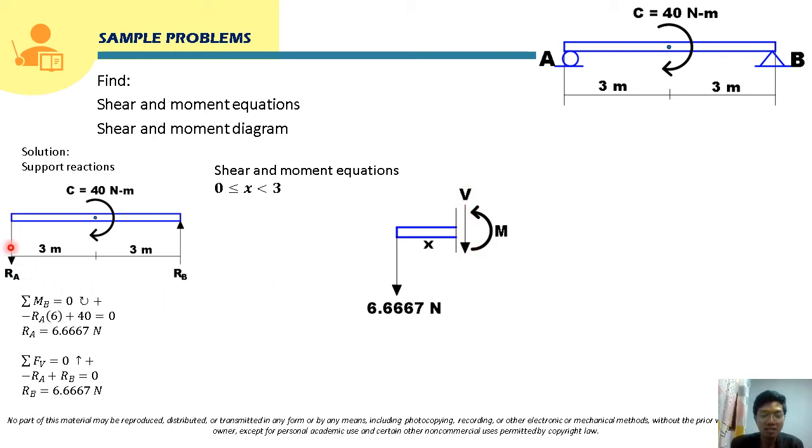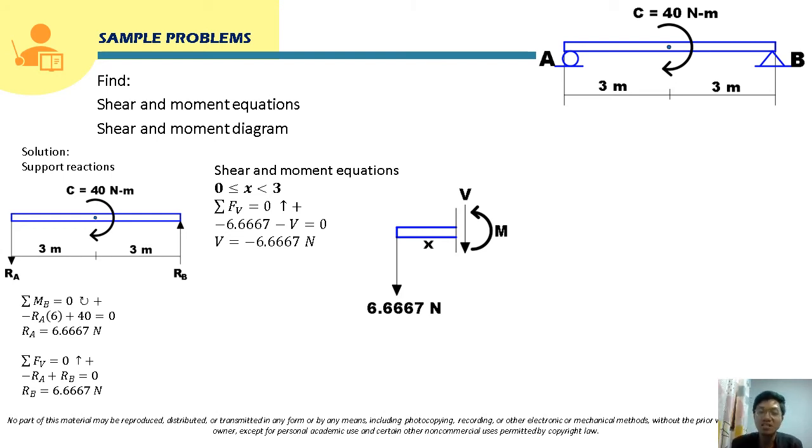And for the reaction at A, of course, we will include that. That is 6.667 Newton, and this is downward, since this is downward here. So from here, we are going to solve the shear equation by using summation of vertical forces equal to 0. For upward forces, it will be positive. This will be negative since this is downward, minus V. So the equation for shear is negative 6.6667 Newton.